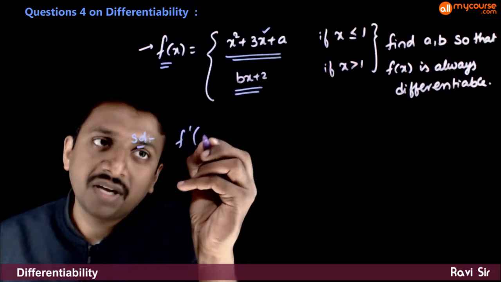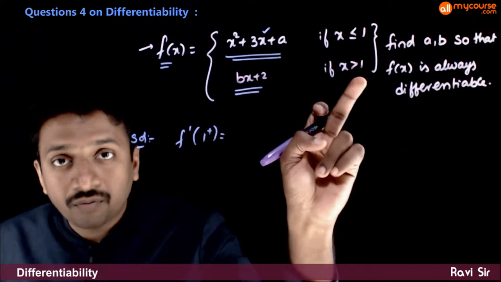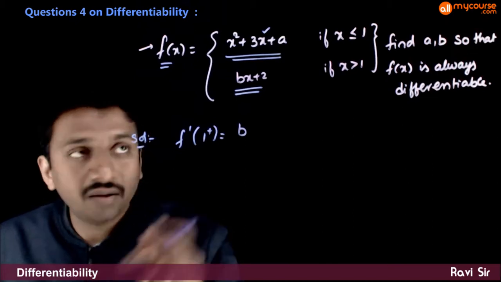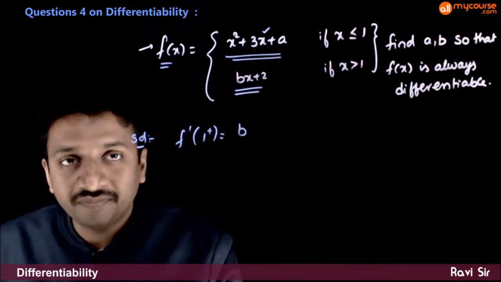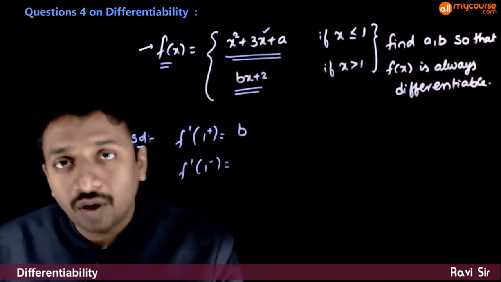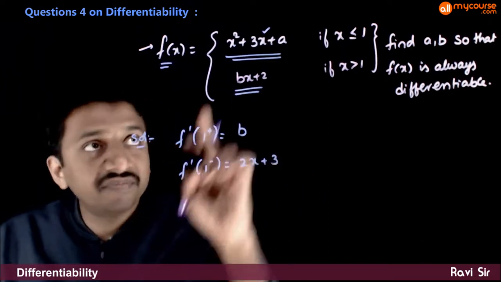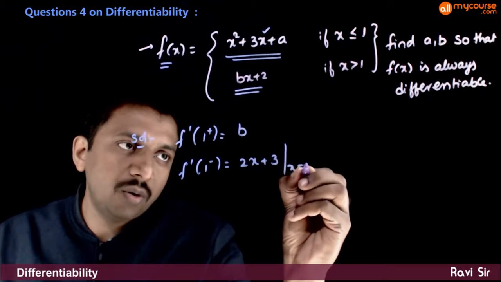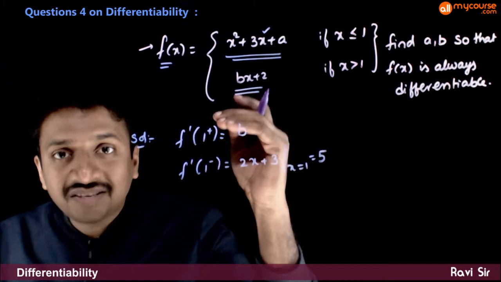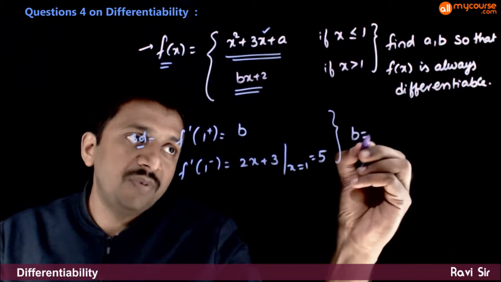So f dash at 1 plus is equal to, in the right neighborhood of 1, what is the differentiation of f(x)? What's the differentiation of bx plus 2? It is b. So what is f dash at 1 minus, in the negative neighborhood of 1? You have x square's differentiation, 2x, plus 3. 2x plus 3 at x equal to 1 is equal to 5. So for the differentiation to be equal on the left side and right side, b has to be equal to 5.